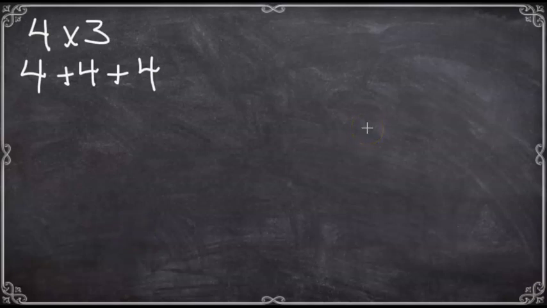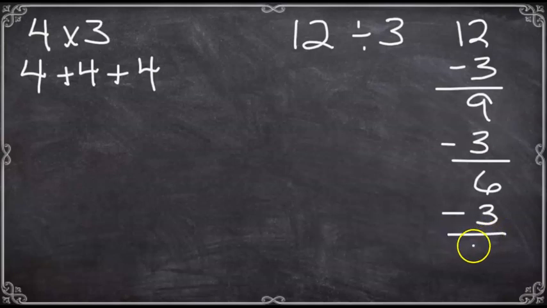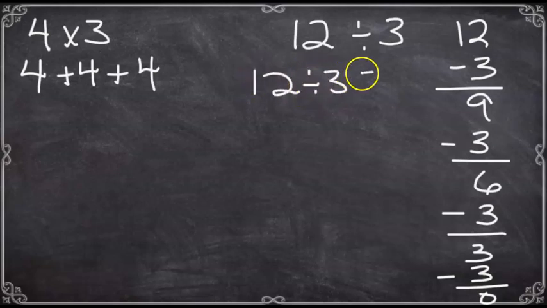If I gave you the problem 12 divided by 3, what we could do is we could take the 12 and subtract 3's and keep subtracting 3's until we get to 0. And then we ask ourselves, well, how many times did we subtract? Well, we subtracted 1, 2, 3, 4 times till we got to 0. So that means 12 divided by 3 equals 4.